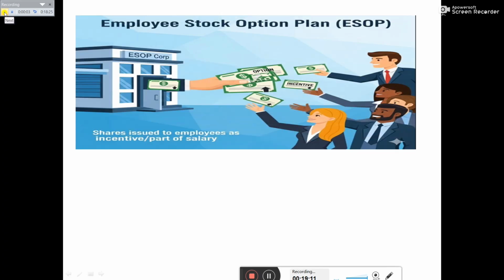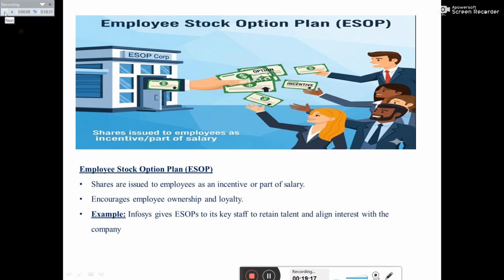So next, go with the employee stock option plan, ESOP. So employee stock options are given to employees as an incentive or part of the salary. So these shares are issued to employees as a salary, part of salary or incentive. The main reason behind it is to encourage employee loyalty and ownership. To encourage employee loyalty, the company issues the shares as a part of salary or incentive. This is what we call the employee stock plan. These are all the types of shares that are there.